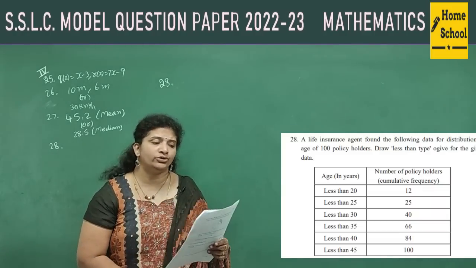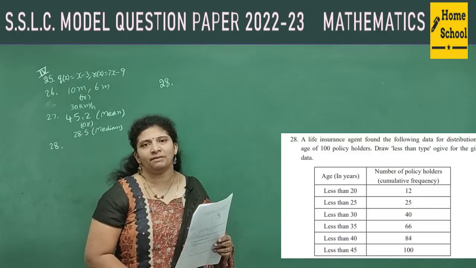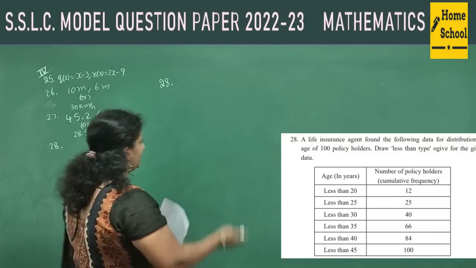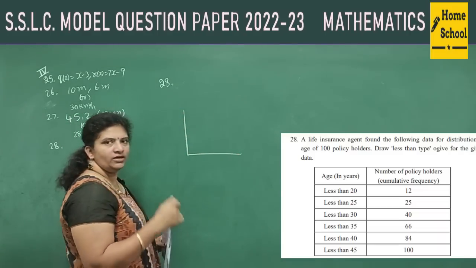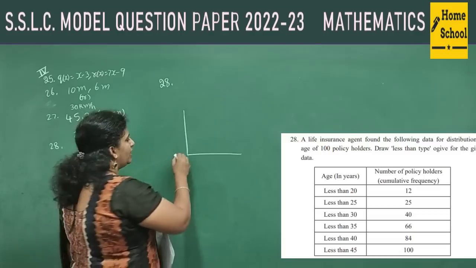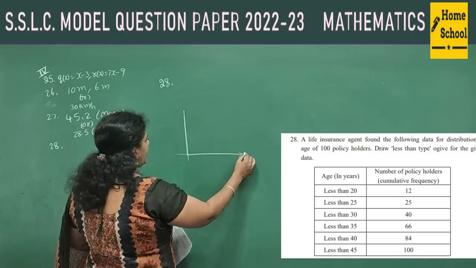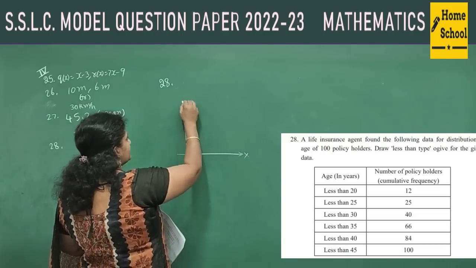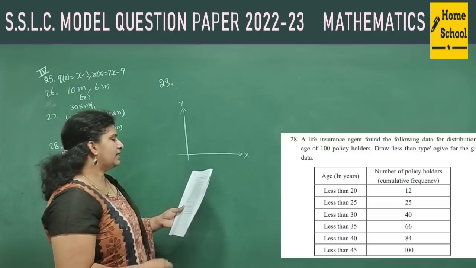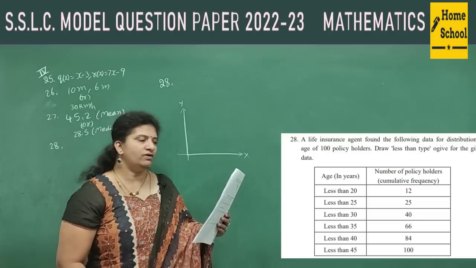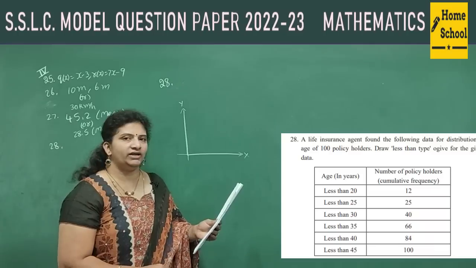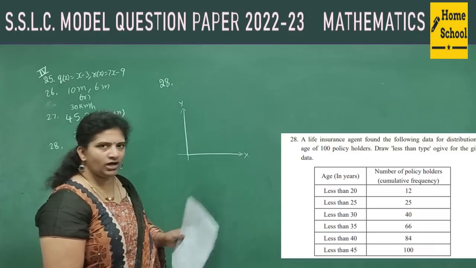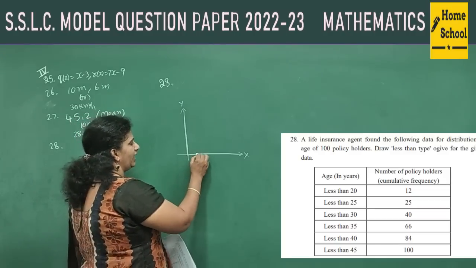So what we are going to do? We are going to do less than type ogive. So simply take the graph sheet. This is not graph sheet. You have to take the graph sheet and mark this x-axis and this is y-axis. See here less than type ogive. What you have numbers less than 20, 25, 30, 35. So your graph starts from 20, right?